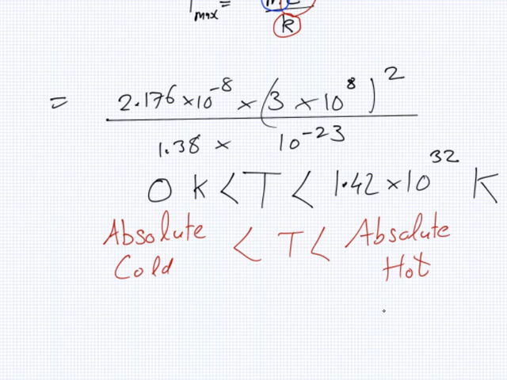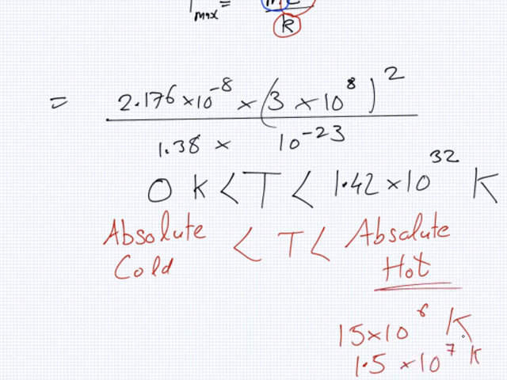How hot is the sun? In Kelvin it's 15 million Kelvin. Wow. So you can see that this is still not that hot compared to the limit. It's tiny compared to it. So don't worry, we won't reach this limit. This is more a theoretical limit, not a realistic limit.